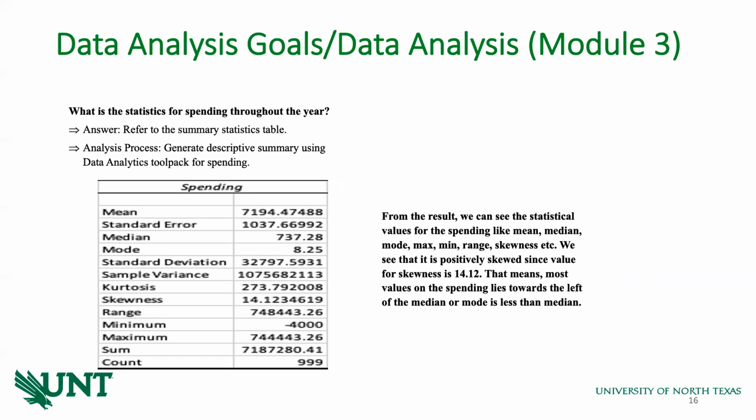Now on the next data analysis goal, we are trying to determine the statistics for spending throughout the year, and we come up with the mean, median, all those statistics. From the result we can see that it is positively skewed because the value for skewness is 14.12. That means most values on the spending lie towards the left of the median, or more values are less than the median.